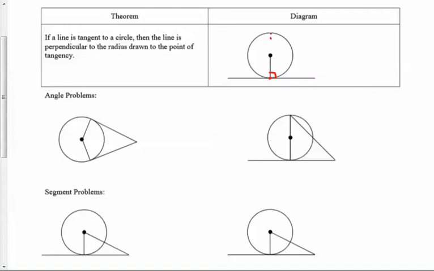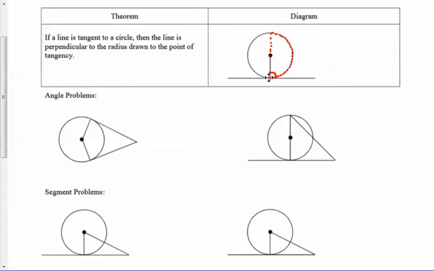Now you can imagine if that radius is extended to become a diameter, then this inscribed angle would intercept that 180-degree arc, which makes this angle 90 degrees. Therefore, giving you proof that if a line is tangent to a circle, then the radius to the point of tangency must be perpendicular, because they'll have to be half of 180, which is 90 degrees.